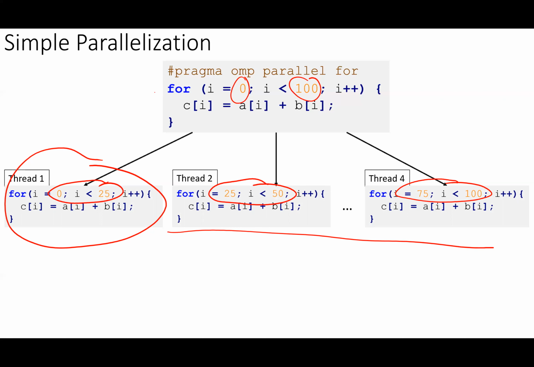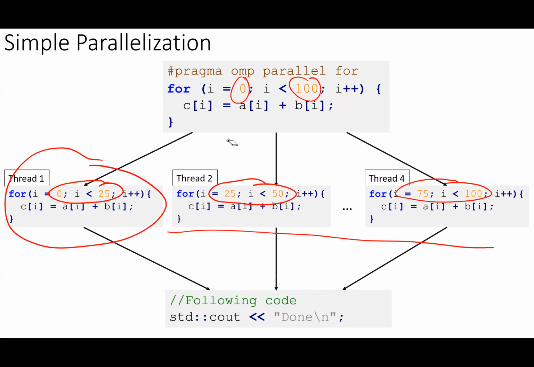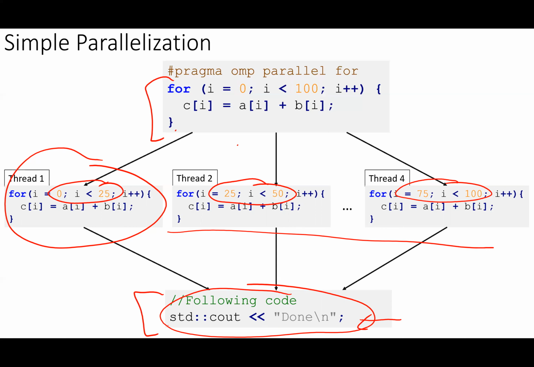Now, in the serial code, there can be some code after this. Let me just click this. Okay, so maybe there's some code after this, like I'm going to write out "done." In the serial version of this code, this would never be printed until every single element of C had been computed. The whole for loop would be done, and only then would we go to the next line and print out this output message.